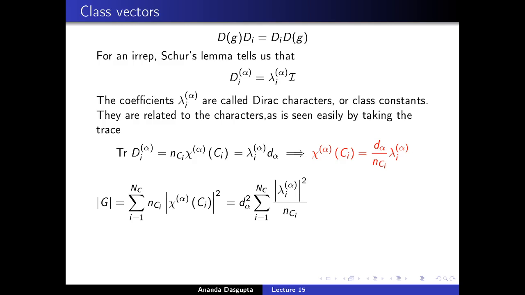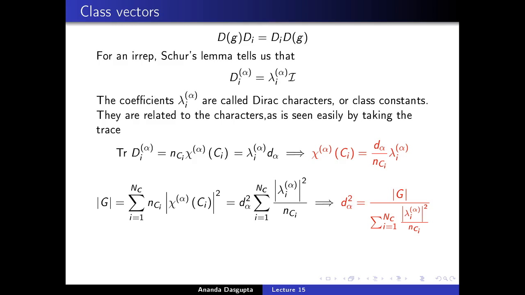The Dirac character mod square divided by the number of elements in the class. And this can be easily rewritten to find out an expression for d alpha. D alpha square will turn out to be mod G divided by sum over i going from 1 to nc of lambda i alpha mod square by nci.